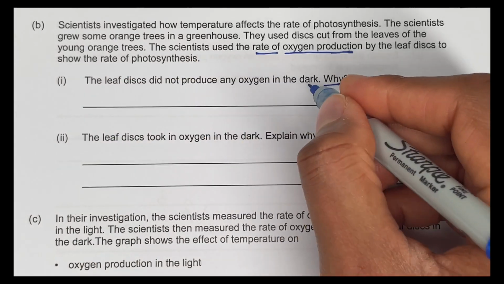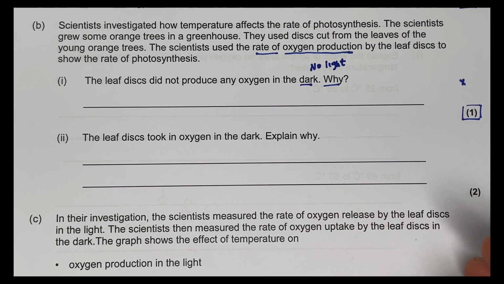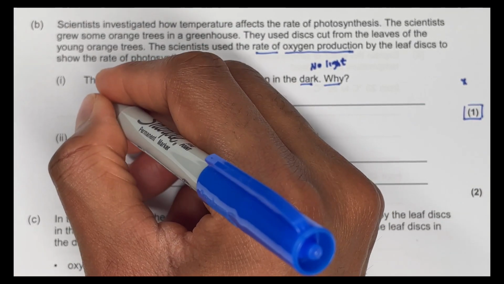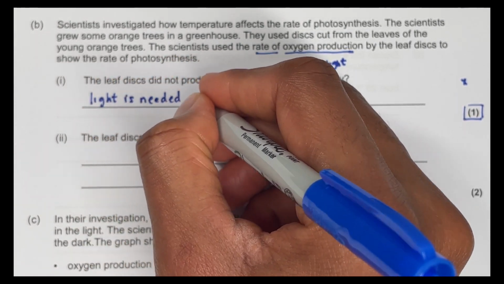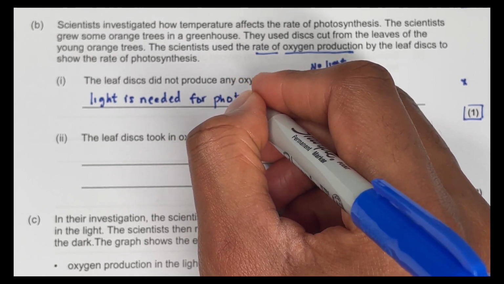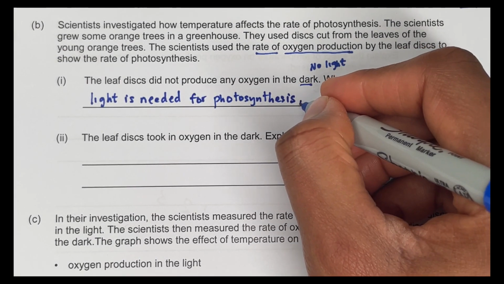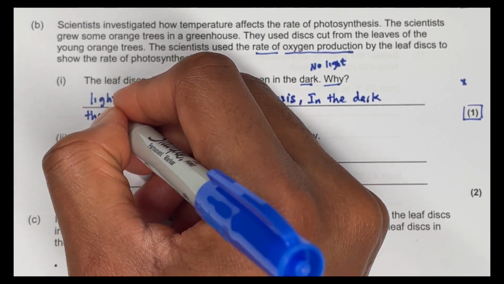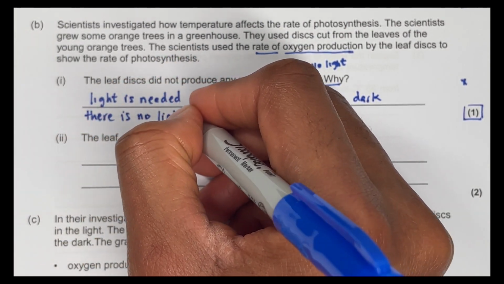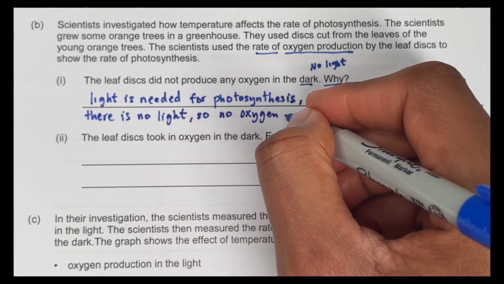In the dark, there is no light. If there is no light, that would impact the oxygen production. So I would write, light is needed for photosynthesis. In the dark, there is no light, so no oxygen produced.